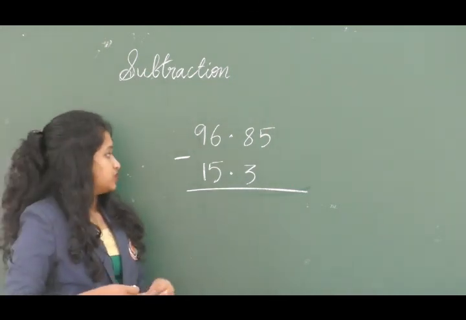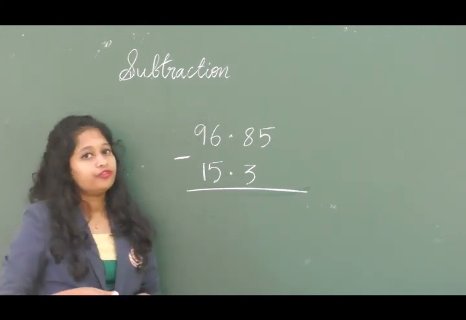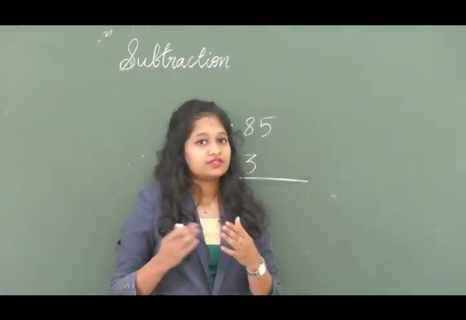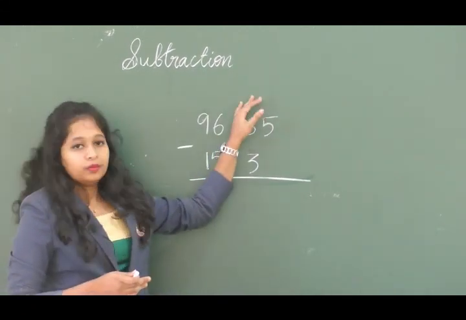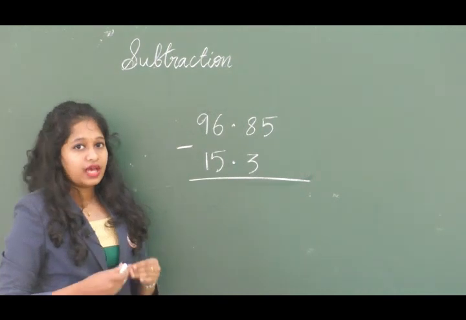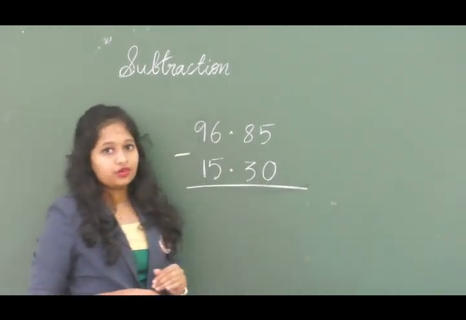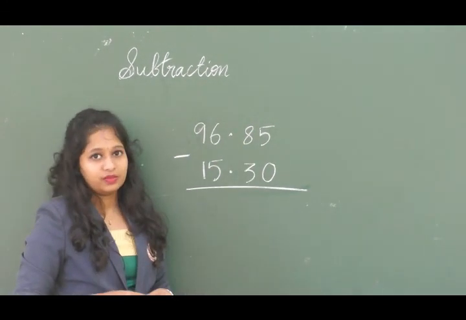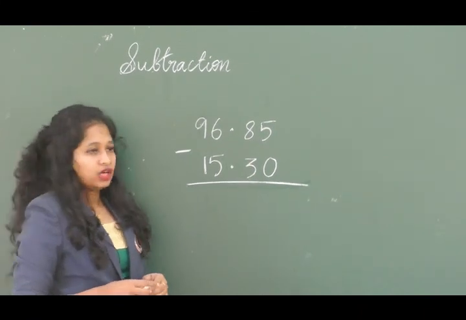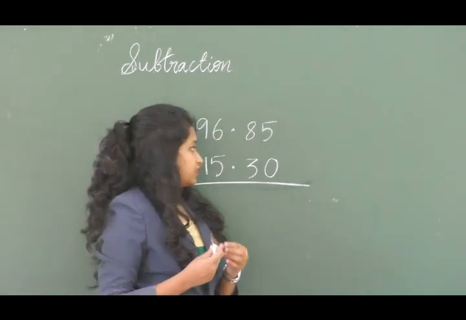Subtract 15.3 from 96.85. So as we did in addition, first make both the decimals like decimals. So place a 0 near 3 and now both have become like decimals. Now as usual we subtract.